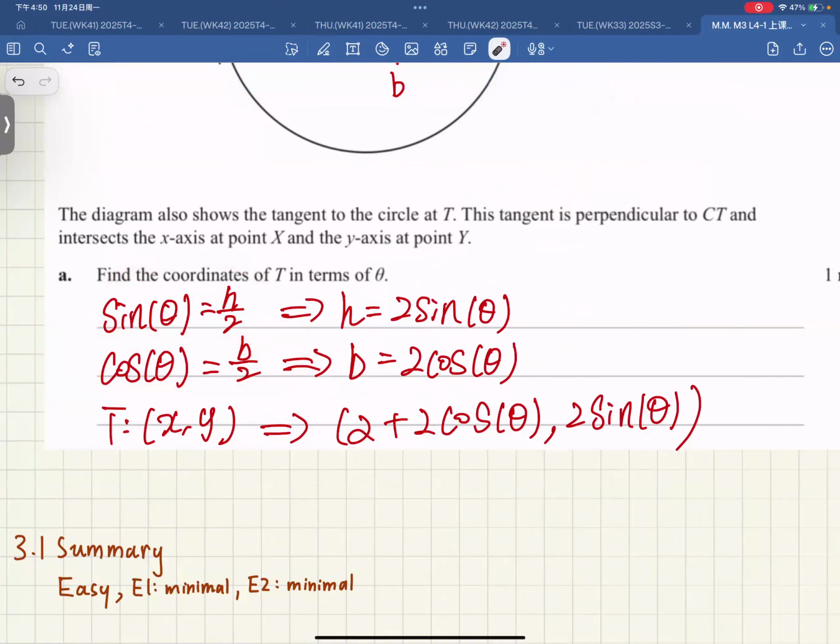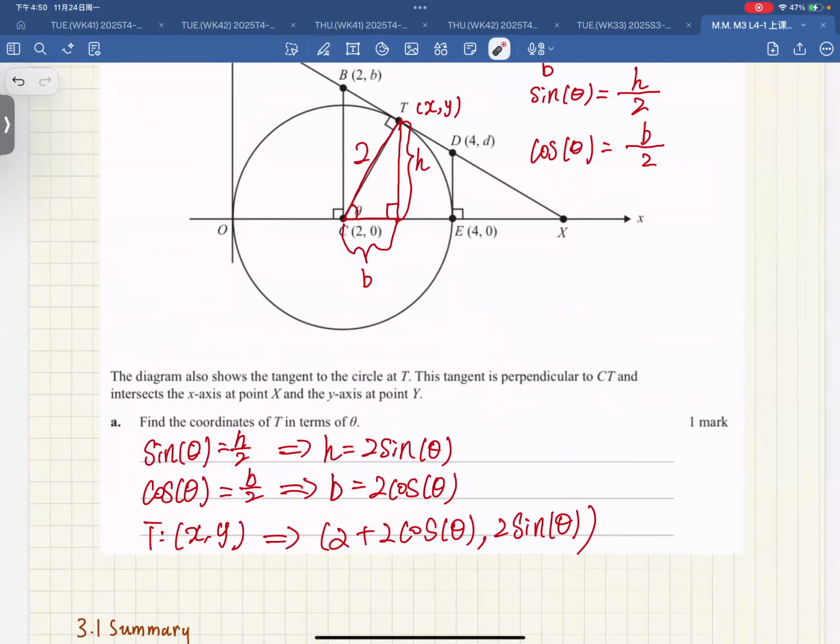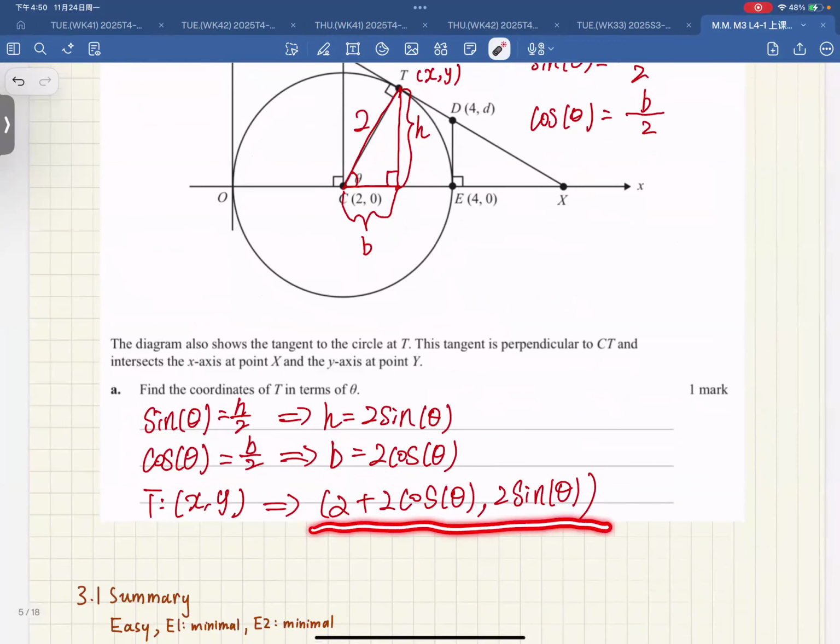We need both of them to find the x and y coordinate. Right? So h is the y coordinate, right? Oh, wait, I get it. You get it? But is that a formula on the bottom? Yeah, that's the final answer.